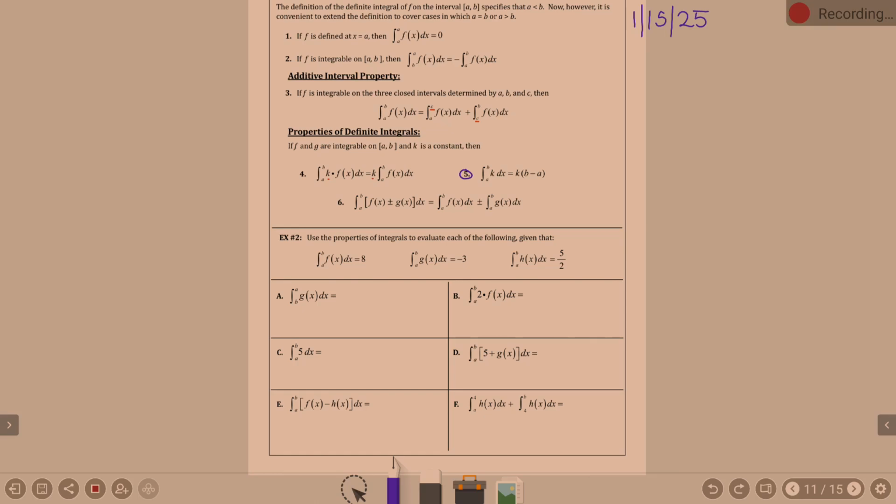So, on problem 2, we are given 3 pieces of information. The integral from a to b of f of x dx is equal to 8. The integral from a to b of g of x is equal to negative 3. And the integral from a to b of h of x is equal to 5/2. Okay, so A asks us, what is the integral from b to a of g of x dx?